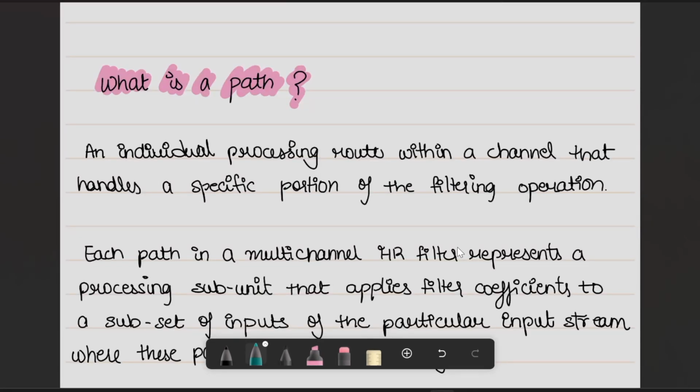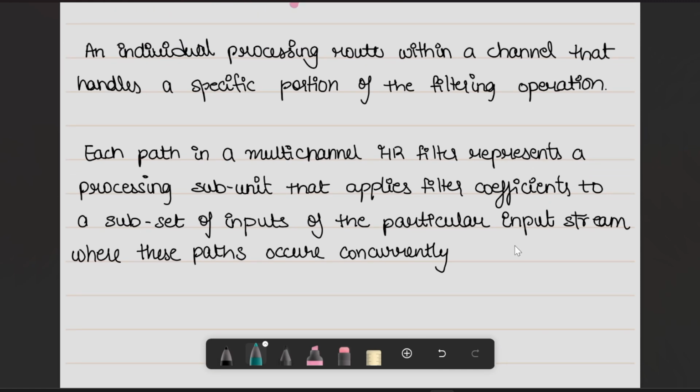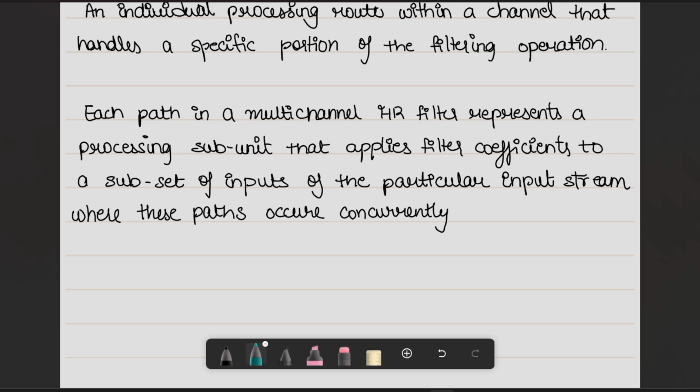Look into what is a path. A path is defined as an individual processing route within a channel that handles a specific portion of the filtering operation. Or it can be defined as: each path in a multi-channel FIR represents a processing subunit that applies filter coefficients to a subset of inputs of the particular input stream, where these paths occur concurrently. Let me explain it better through an example.